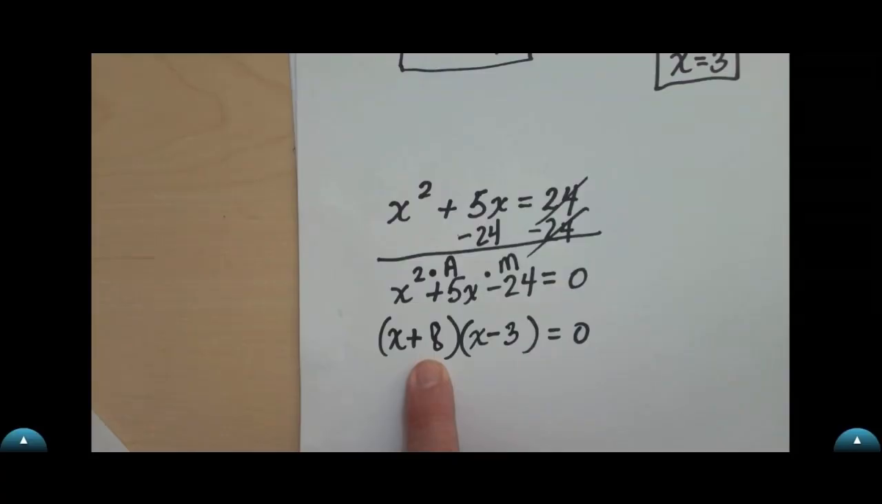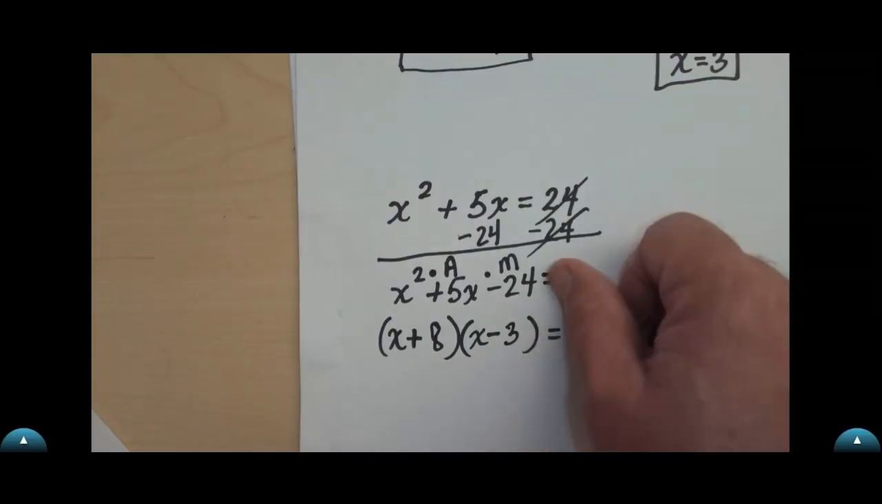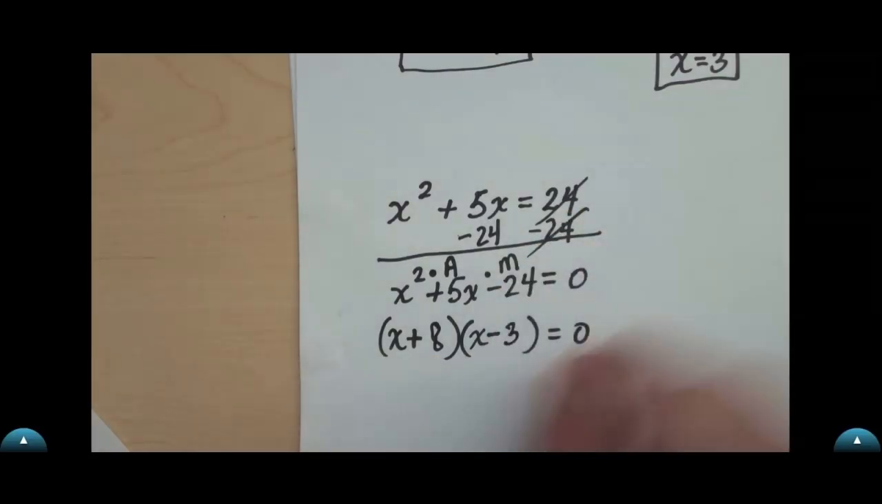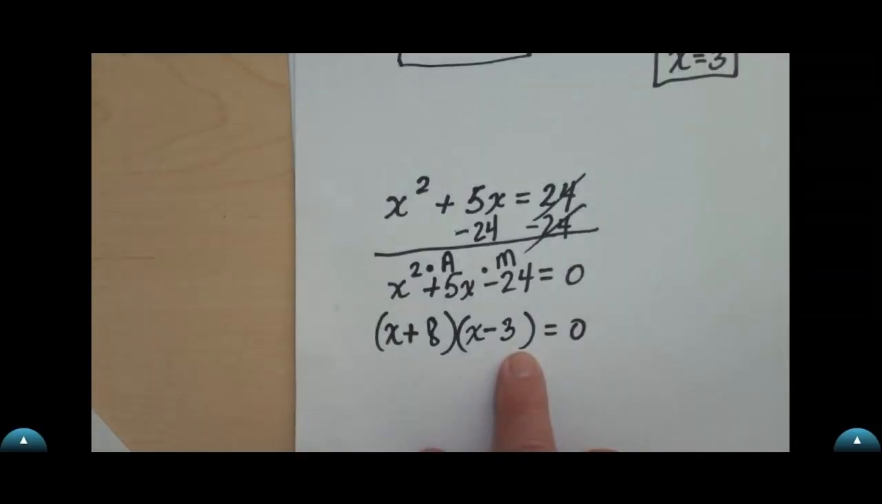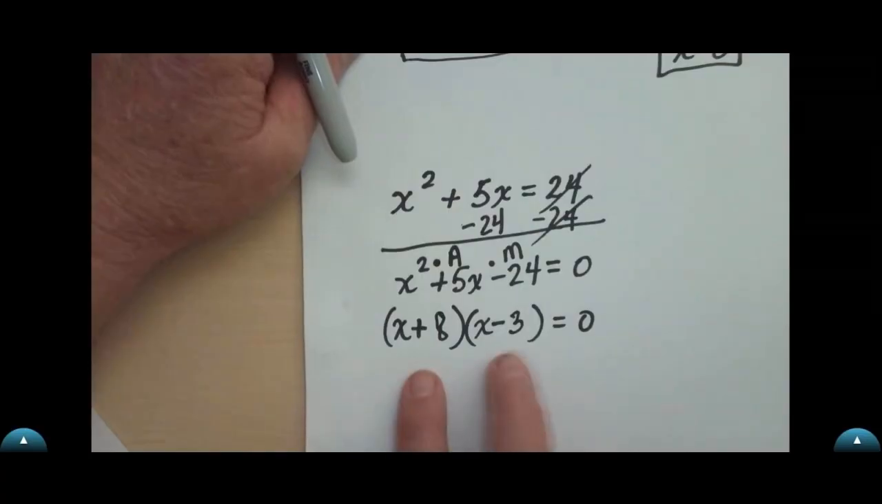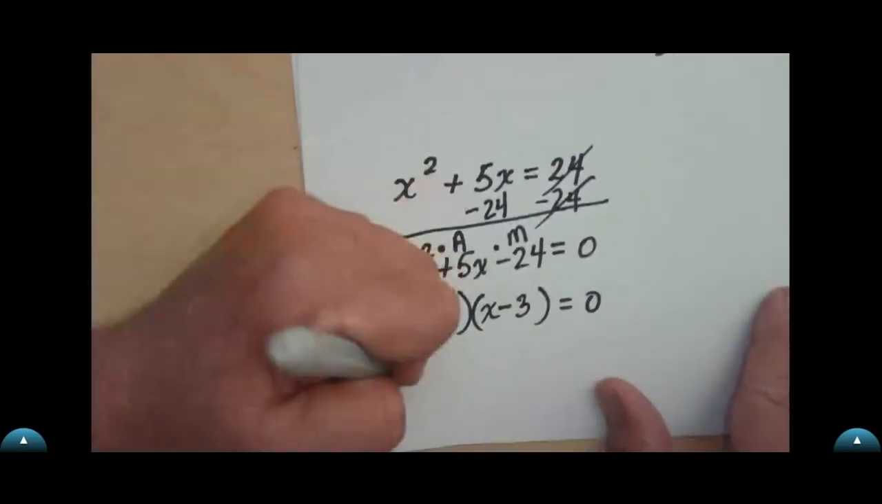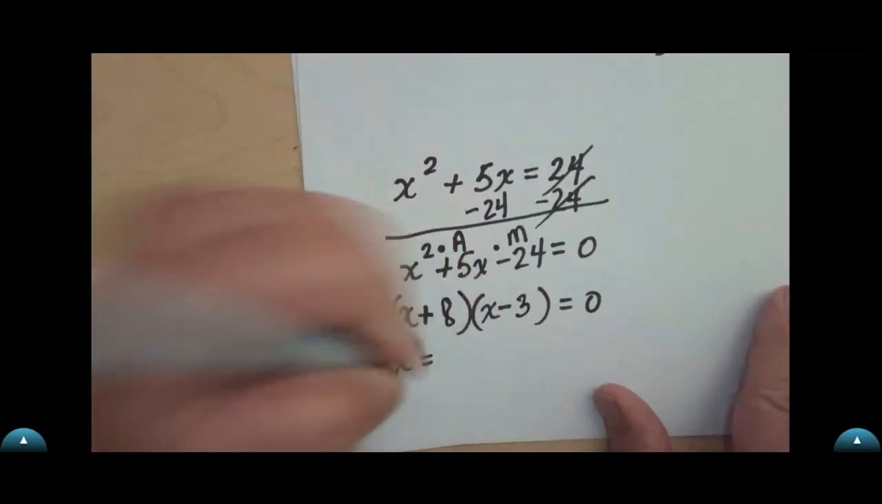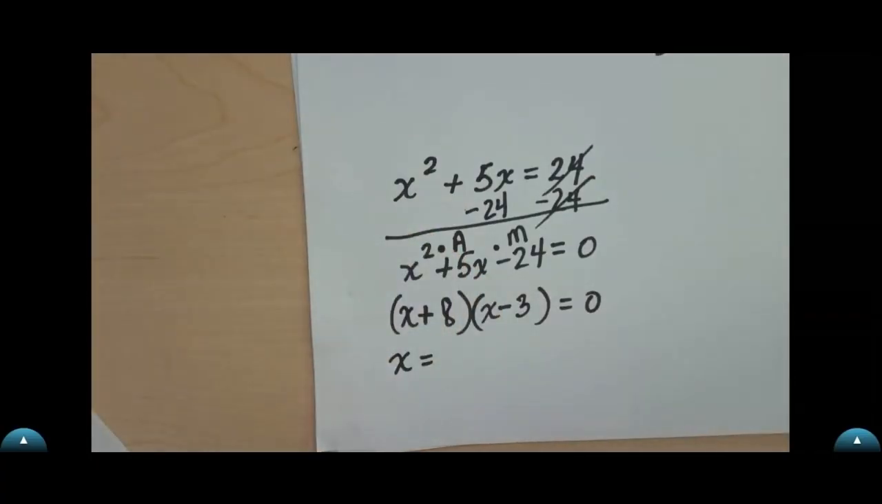Because, and of course easy to check, positive 8 times negative 3 is negative 24, check. 8 plus negative 3 is literally just 8 minus 3, which is positive 5. So that's factored correctly. X squared plus 5x minus 24 is the same thing as x plus 8 times x minus 3. So what are the two solutions to the equation then?